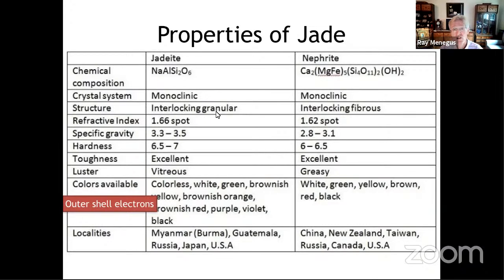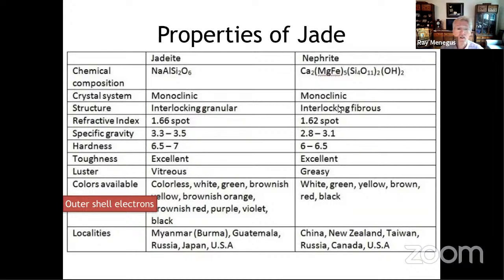Because of the relatively simple structure of jadeite, it's granular, whereas nephrite is fibrous. If you can imagine that in nephrite the molecules interlock in a fiber, that makes nephrite much, much stronger. Stronger in the sense that if I were to hammer jadeite, it would crack more easily than nephrite. The interlocking fibers make nephrite much stronger than jadeite.